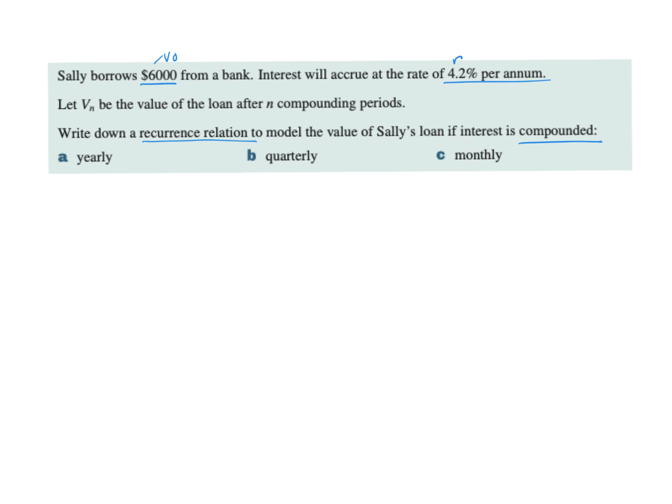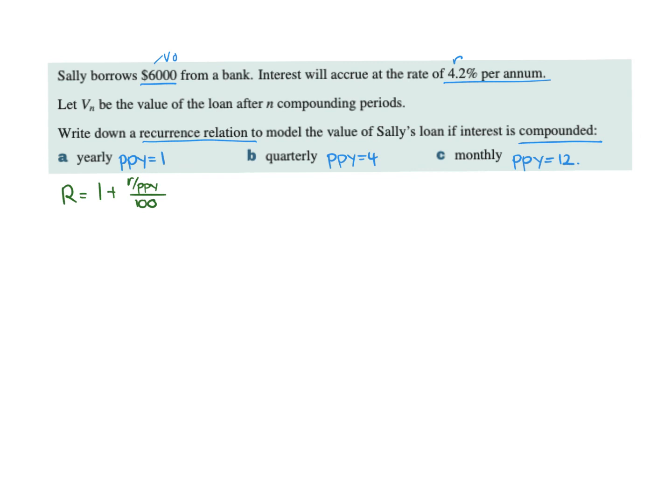Now they're giving you a couple of different scenarios. So when they say yearly, that means PPY is 1. If it's quarterly, PPY must equal 4, and if it's monthly, PPY equals 12. So the reason we're doing that is because these recurrence relations are going to look similar, except for their R value is going to look different. So if I write the formula for compound and the common ratio number, that big R, that's the formula.